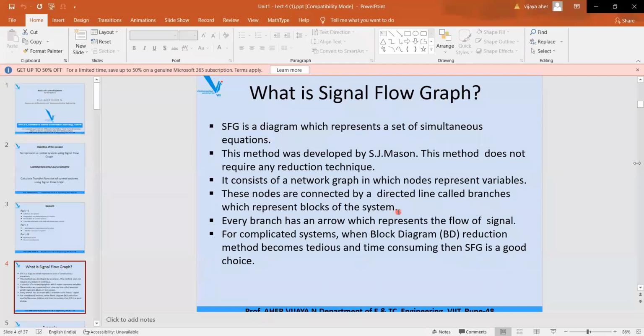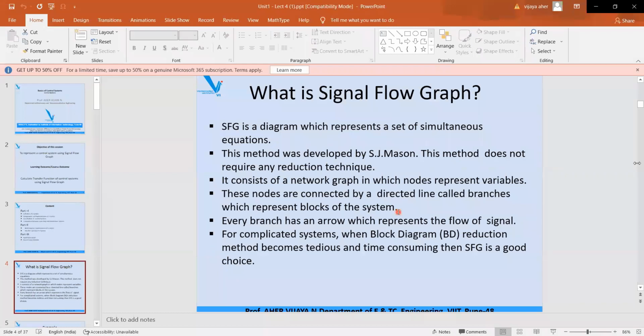What will the branch represent? A block of the system. Which block? The process block. In a block diagram, what did we do? A block has a process, and we can represent that process block with a transfer function G(s) or G1, G2, G3 and so on, right? So now what are we going to do here? These nodes are connected by a directed line called branches, and those branches represent blocks of the system. The branch G connects two nodes by a line, and an arrow shows the direction of flow of your signal.